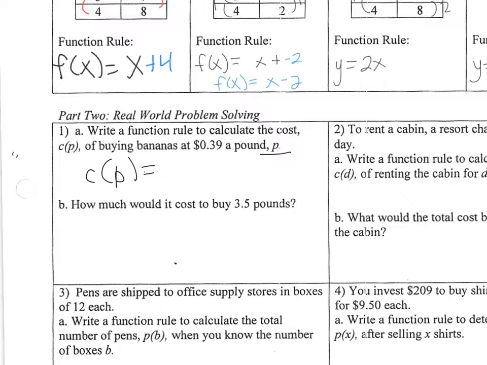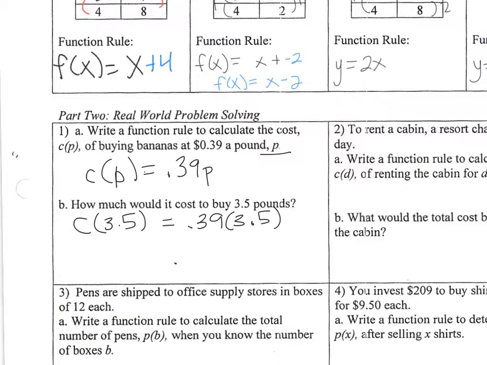So if you had to buy 1 pound, you would multiply 0.39 times 1. If you had to buy 2 pounds, you would multiply 0.39 times 2. So you're going to take 0.39 and multiply it by P. So that's my function. How much would it cost to buy 3.5 pounds? I want to use function notation, so I'm going to do C of 3.5 equals 0.39 times 3.5.